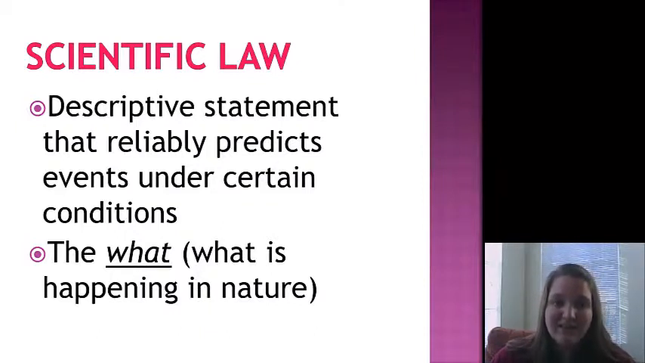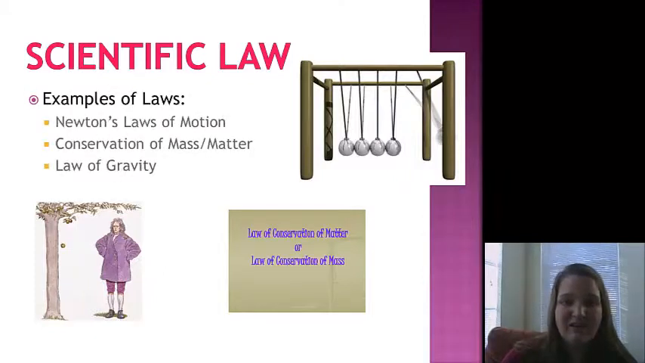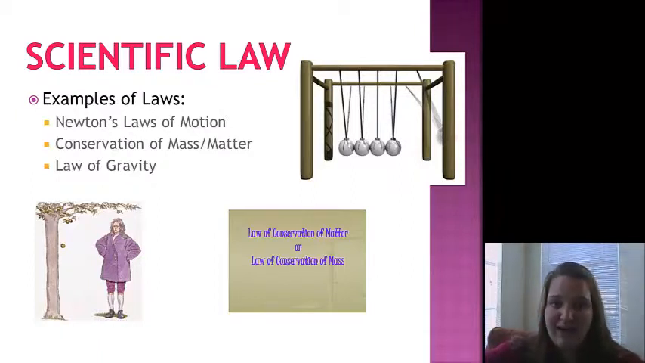So a scientific law is basically what is happening in nature. It is the fact. It can't be changed. It's a scientific law. Basically, it's set in stone. Some examples of scientific laws include Newton's laws of motion, the conservation of mass or matter, and of course, the law of gravity.